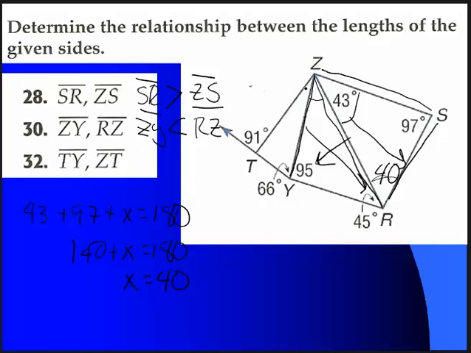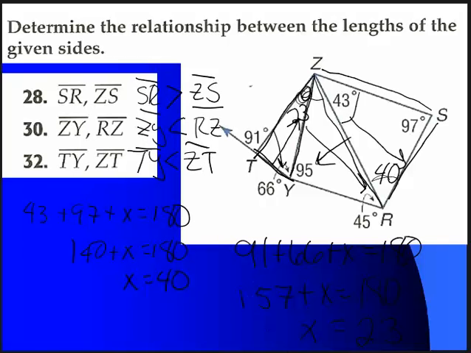And then the last one is TY and ZT. Okay, ZT is opposite the 66, but TY is opposite this one right here. So we got to do some figuring. We have 91 plus 66 plus that missing angle is going to equal 180. Okay, so 157 plus something equals 180. X is going to equal 23. So you can put that in there for reference sake. Well, TY is going to be significantly shorter than ZT because its opposite angle is smaller than the 66. So TY is less than, put a line segment over that, ZT.